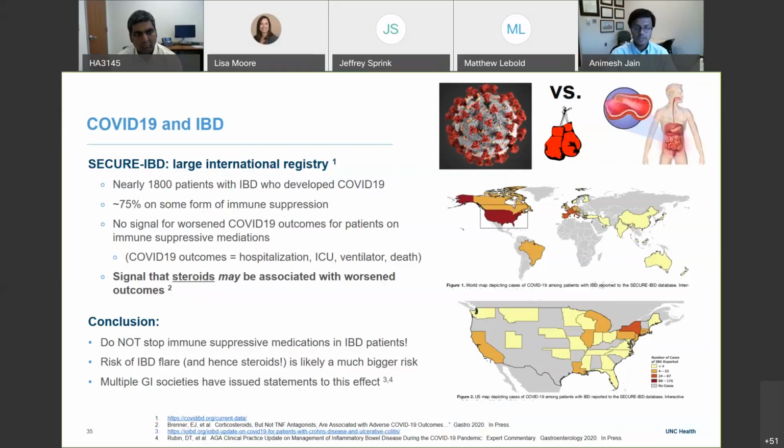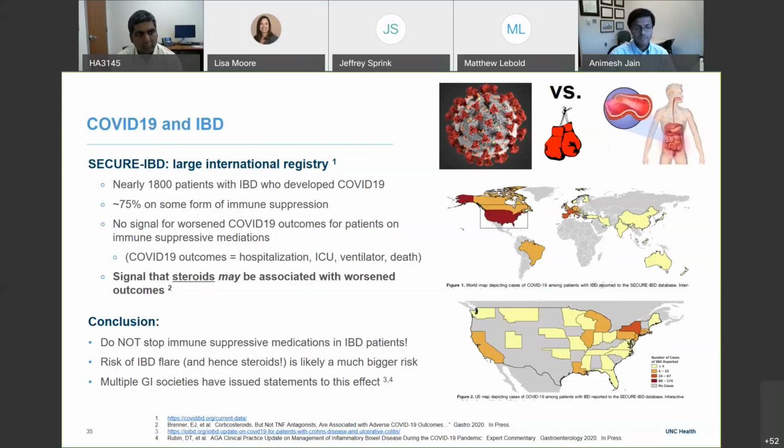There, again, is data that's starting to come out. We're starting to get some decent guidance from the existing data. What I've highlighted on this slide is a large registry called the SECURE-IBD Registry. Dr. Haque will be talking about an analogous study in liver patients. And what we see is this is a large international registry. It's actually being jointly run by some investigators, my colleagues here at UNC, as well as a couple of investigators in New York at Mount Sinai.